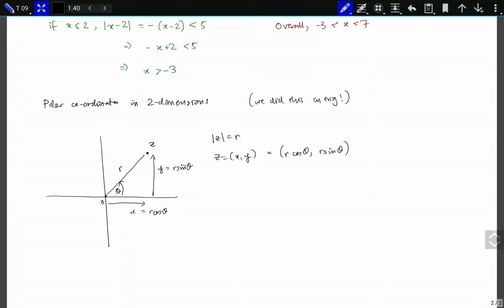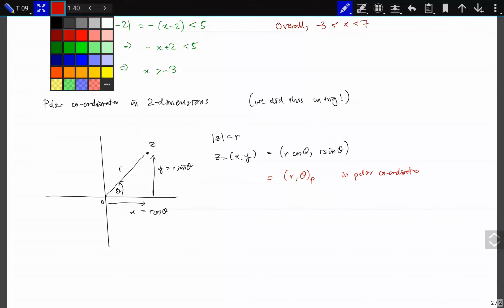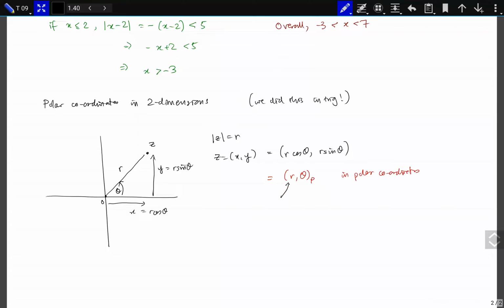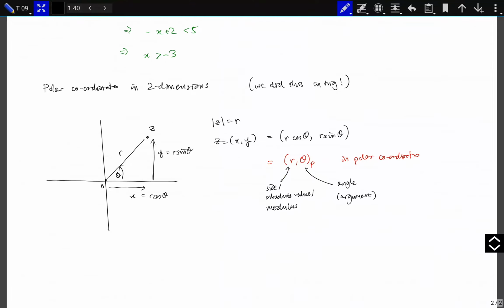I might write this as r comma theta in polar coordinates. This again is the size, absolute value, modulus, and here we have the angle. It's also known as the argument. Funny name.